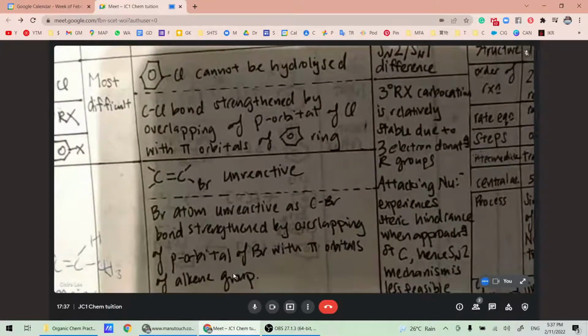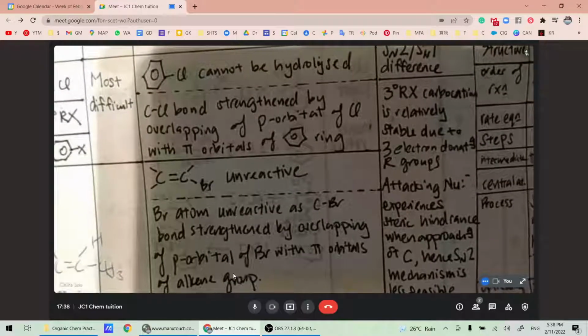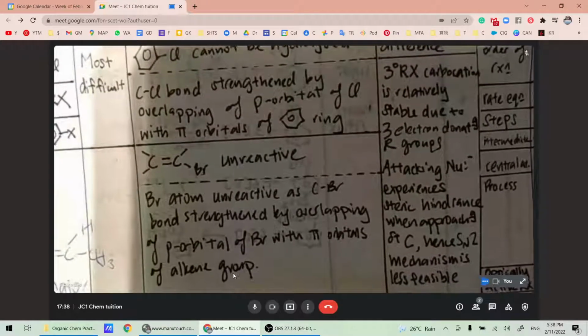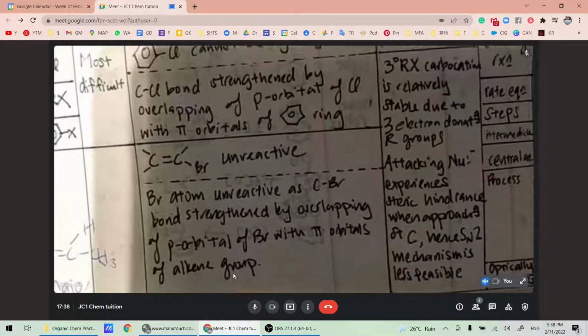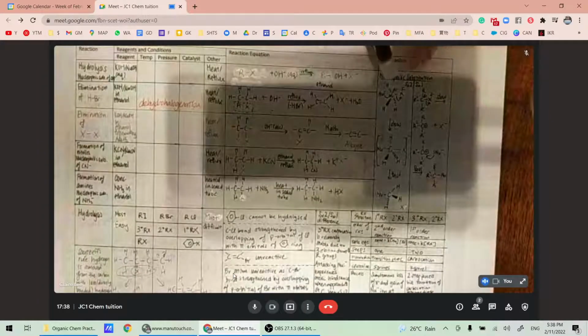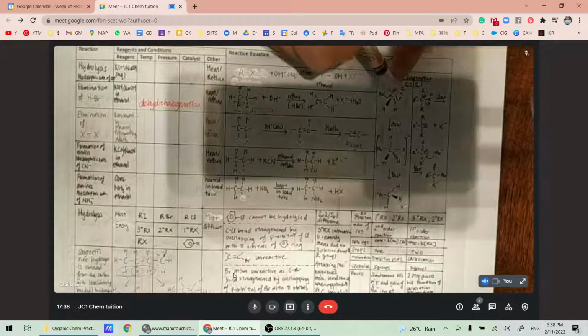Now the next thing you need to know is super important. I know I'm a bit losing energy after talking for 2 hours on my own on this recording, but this is super important. Chlorobenzene cannot be hydrolyzed. So take note of these two.